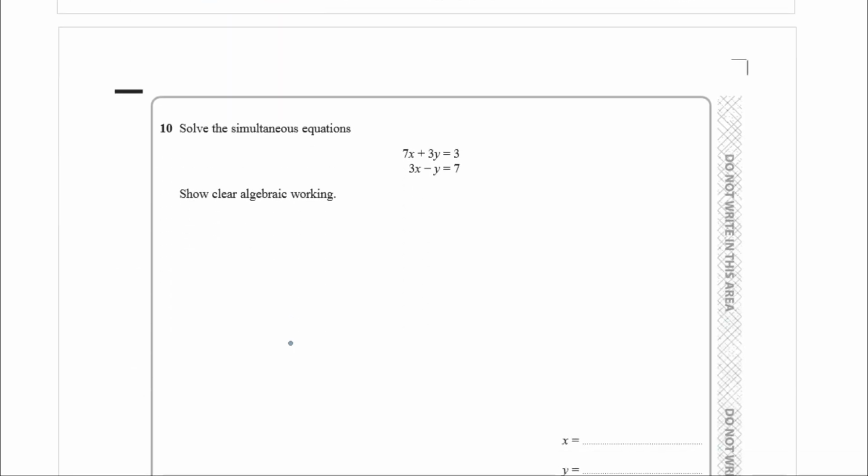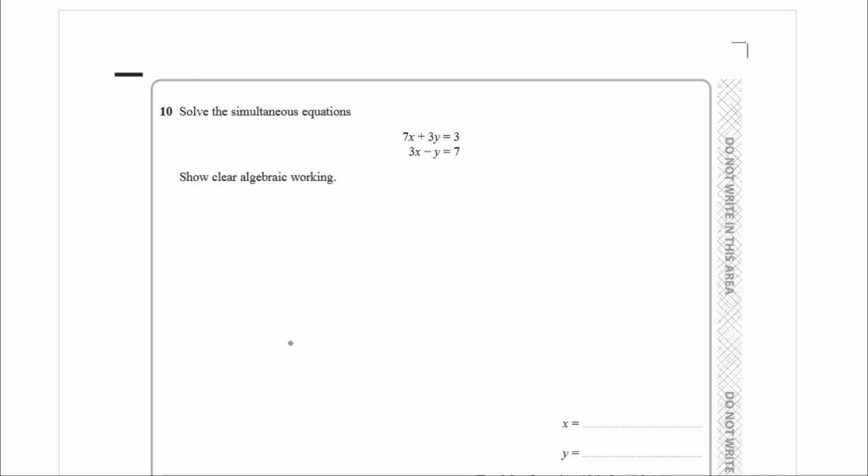Moving on to simultaneous equations. Now, if you've been preparing for your IGCSEs, you've probably done quite a few of these. The second line suggests that a substitution might be good. You could also do an elimination. If you wanted to do elimination, you could multiply the first line by 3 perhaps, and multiply the second line by 7 to eliminate the x's. You could also try and eliminate the y's, and if you wanted to eliminate the y's, you could just multiply the second line by 3.